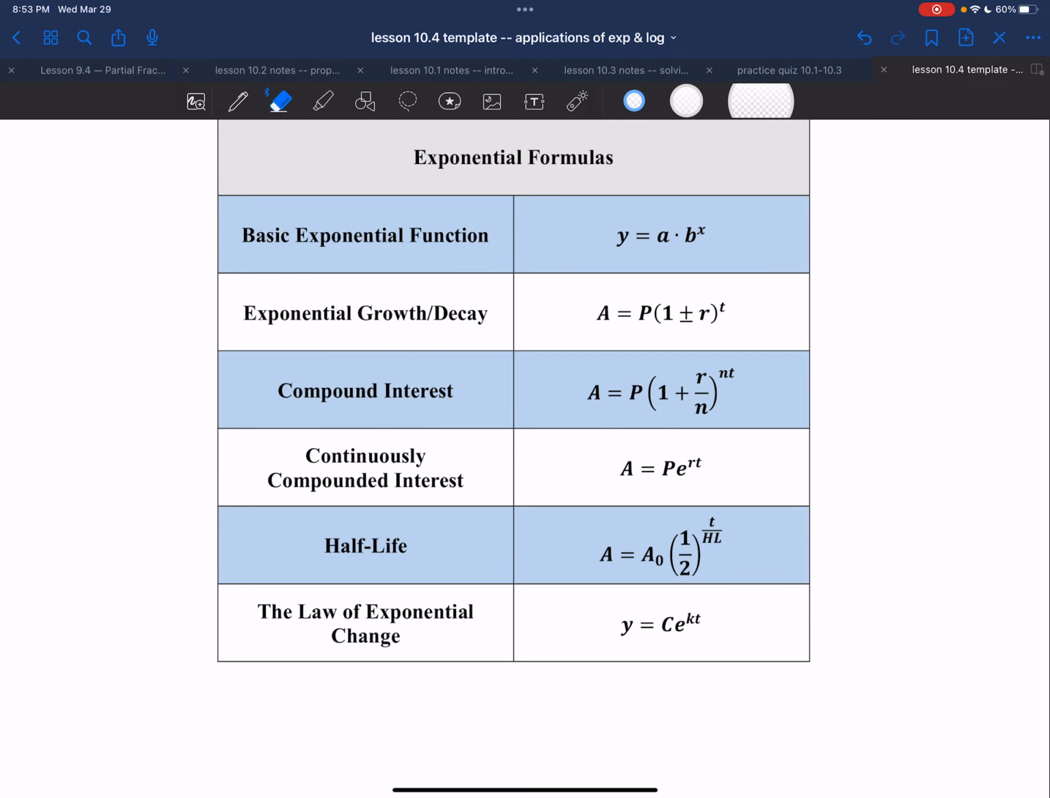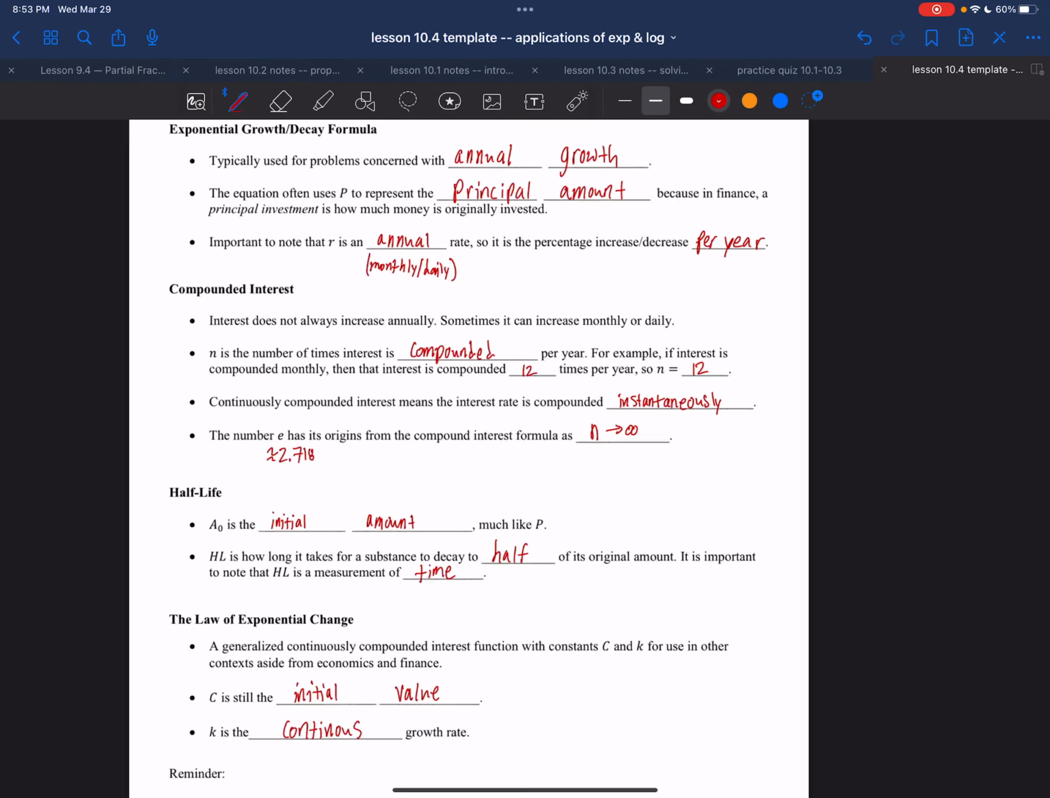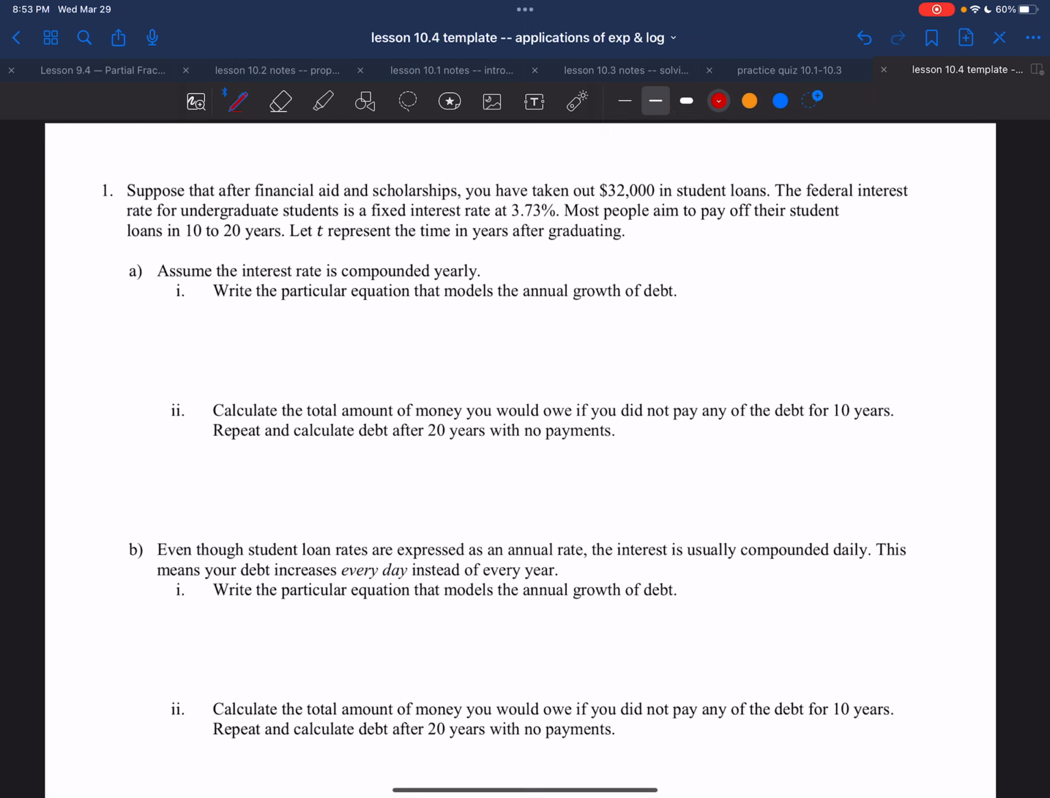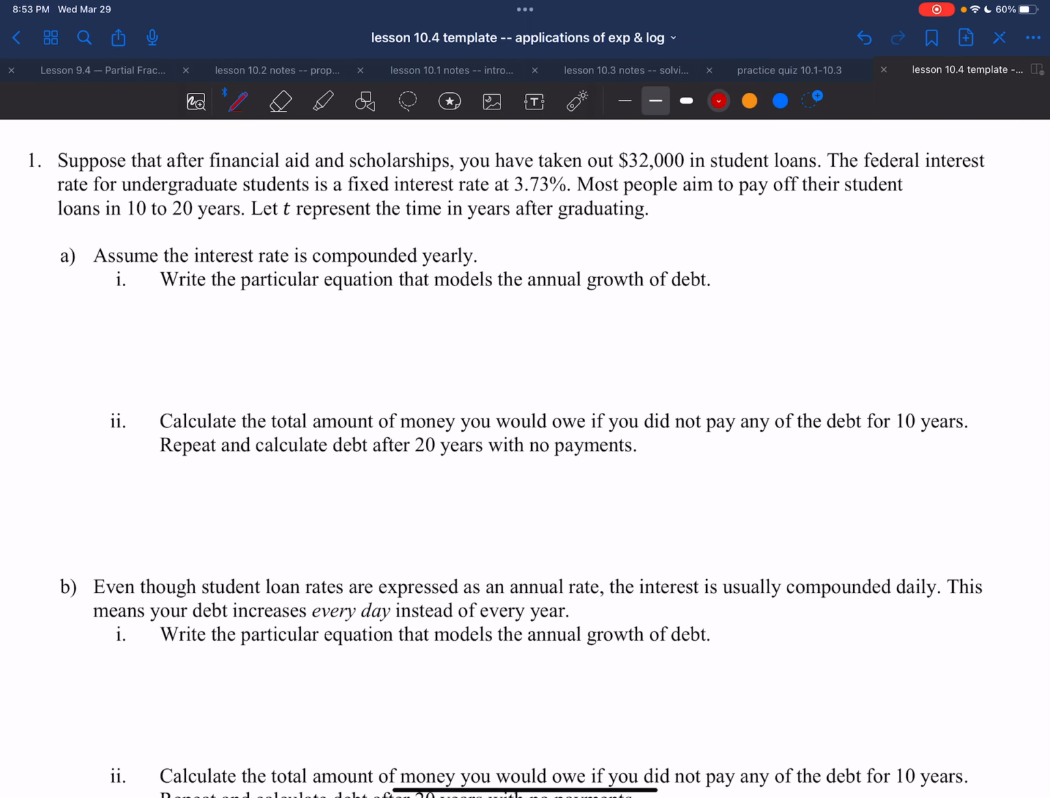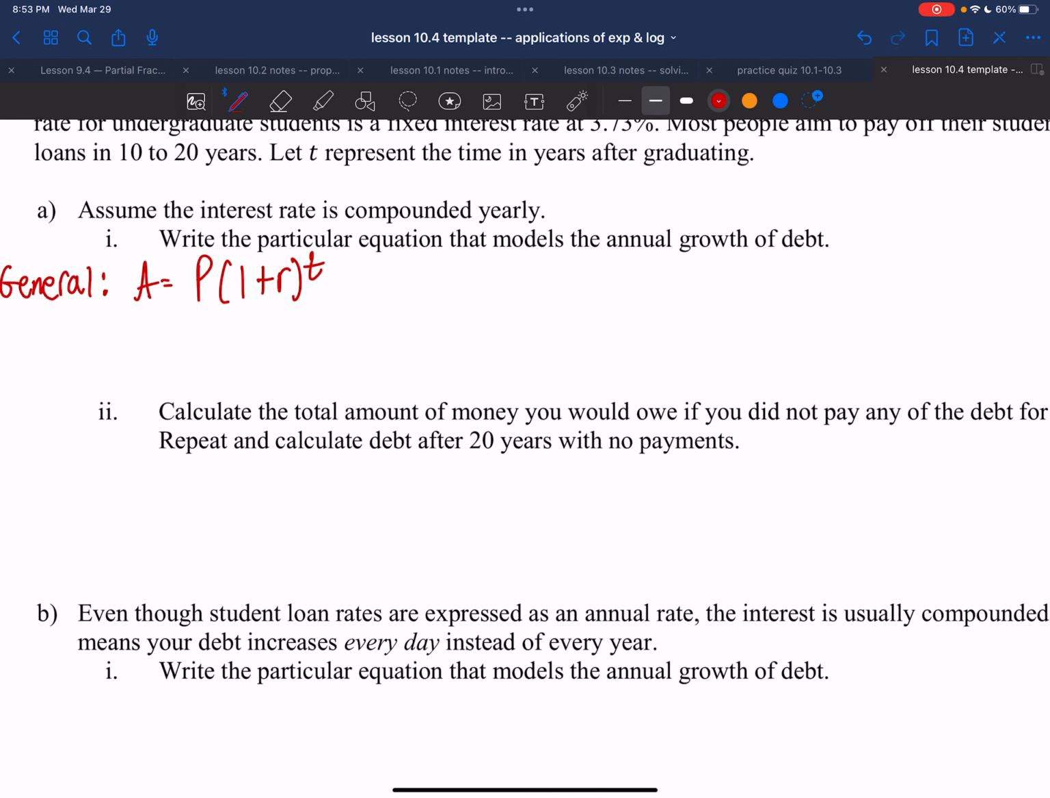So we're going to write the generalized exponential function for exponential growth. We're going to start with the general. So here is the general equation. It's A equals P times (1 plus R) to the T. And here's some reminders. A is your final amount. P is your principal or initial amount. R is the interest rate per year. And time is time in years.